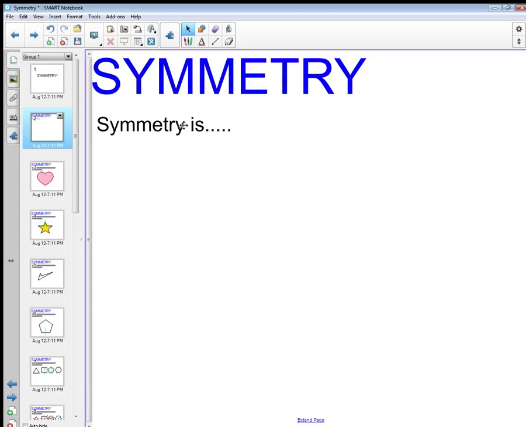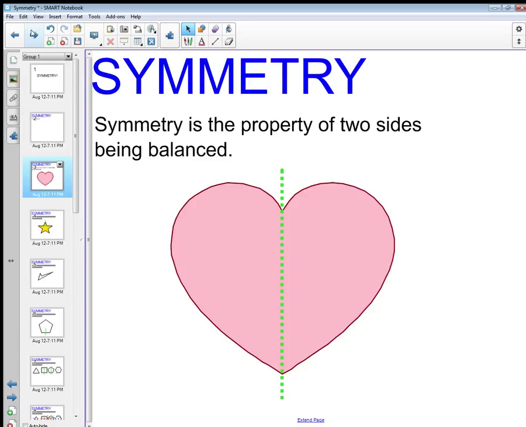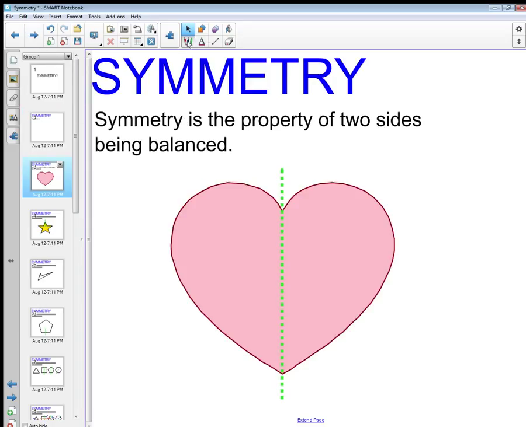Okay, you got some definition of symmetry. You can pause the video if you don't have enough time. And let's see what symmetry is to me. To me, symmetry is the following. Symmetry is the property of two sides being balanced. That's pretty simple, isn't it?